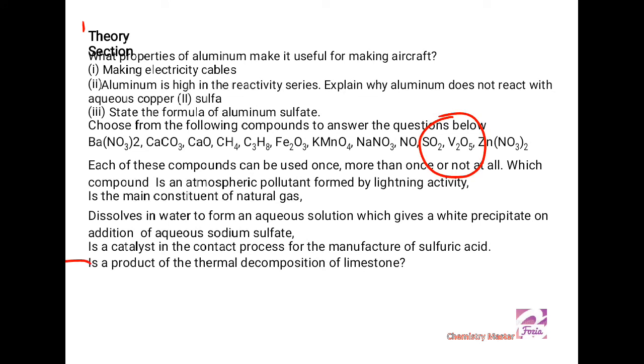Dash is a product of the thermal decomposition of limestone. Limestone is CaCO3. When limestone is heated, calcium oxide is produced and carbon dioxide is also given out. So which compound is produced after the thermal decomposition of limestone? It's none other than calcium oxide from the list.